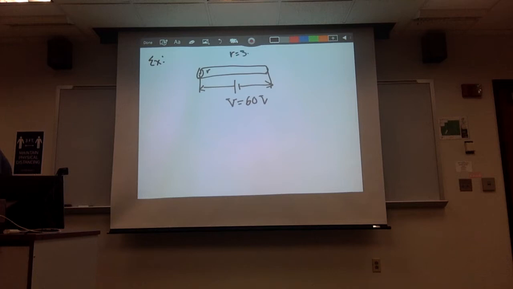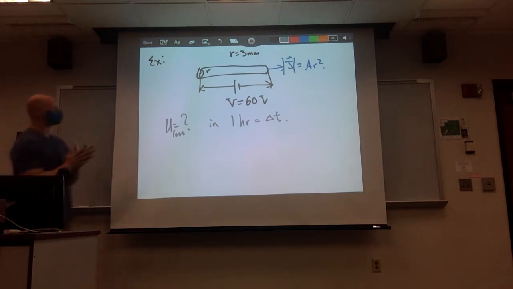My radius was equal to 3 millimeters. And we're told that the current density flowing through this object, so in this case my current density is going to go this way, J as a magnitude is equal to some constant A times r squared. So from here, all I really want to know is what is the energy lost in the time frame of 1 hour? So this is my delta t. My delta t in this case is 1 hour. So how much energy am I going to lose from this particular wire in an hour if I'm running 60 volts over that? Feels okay?